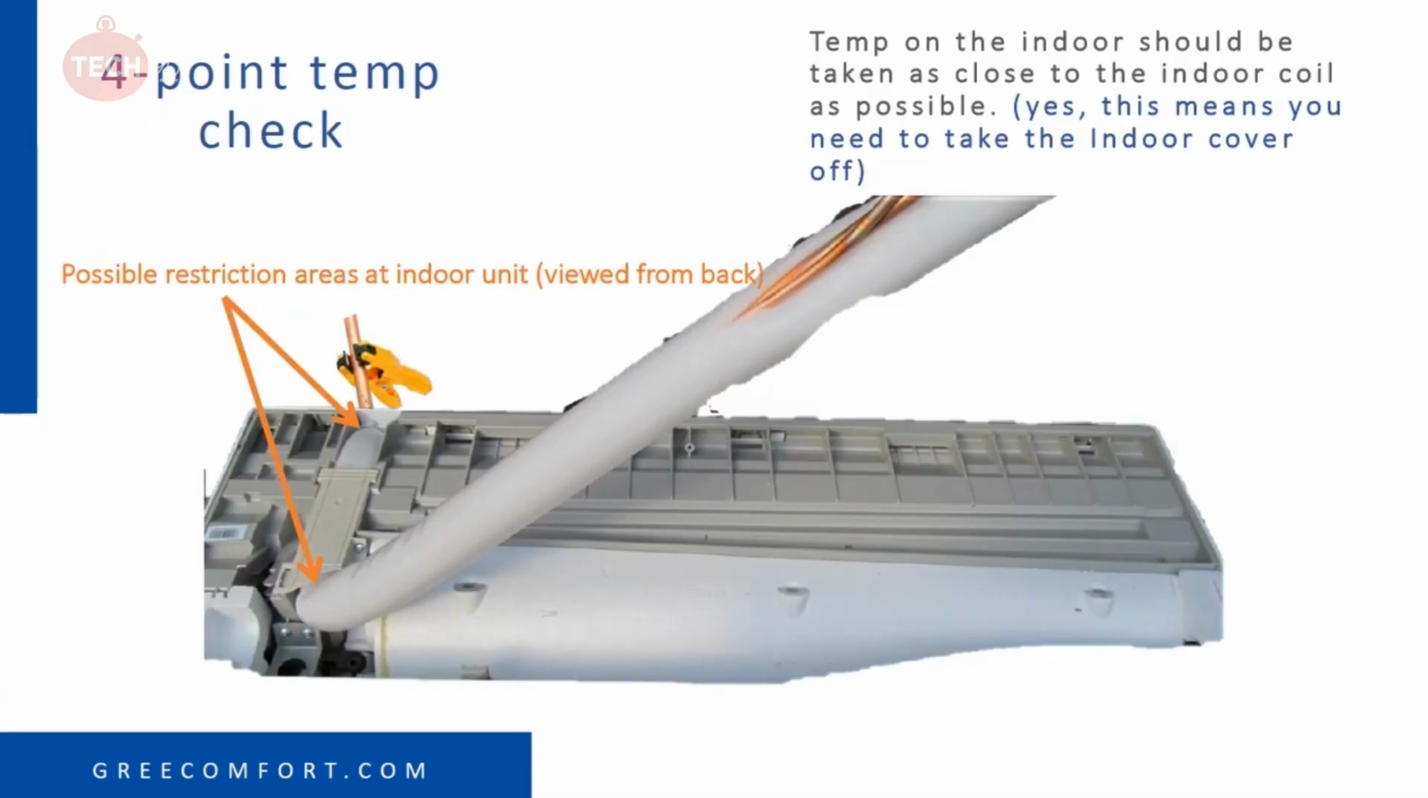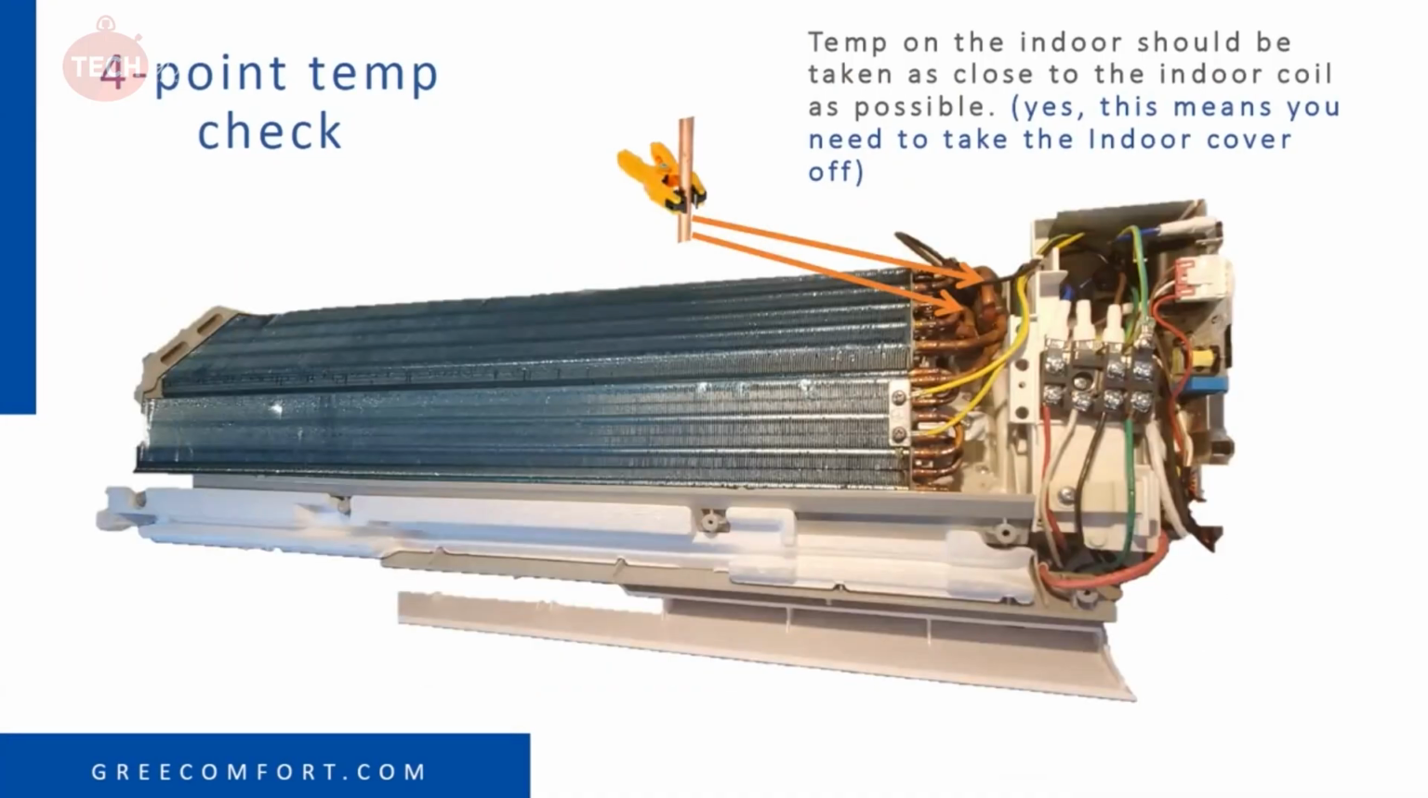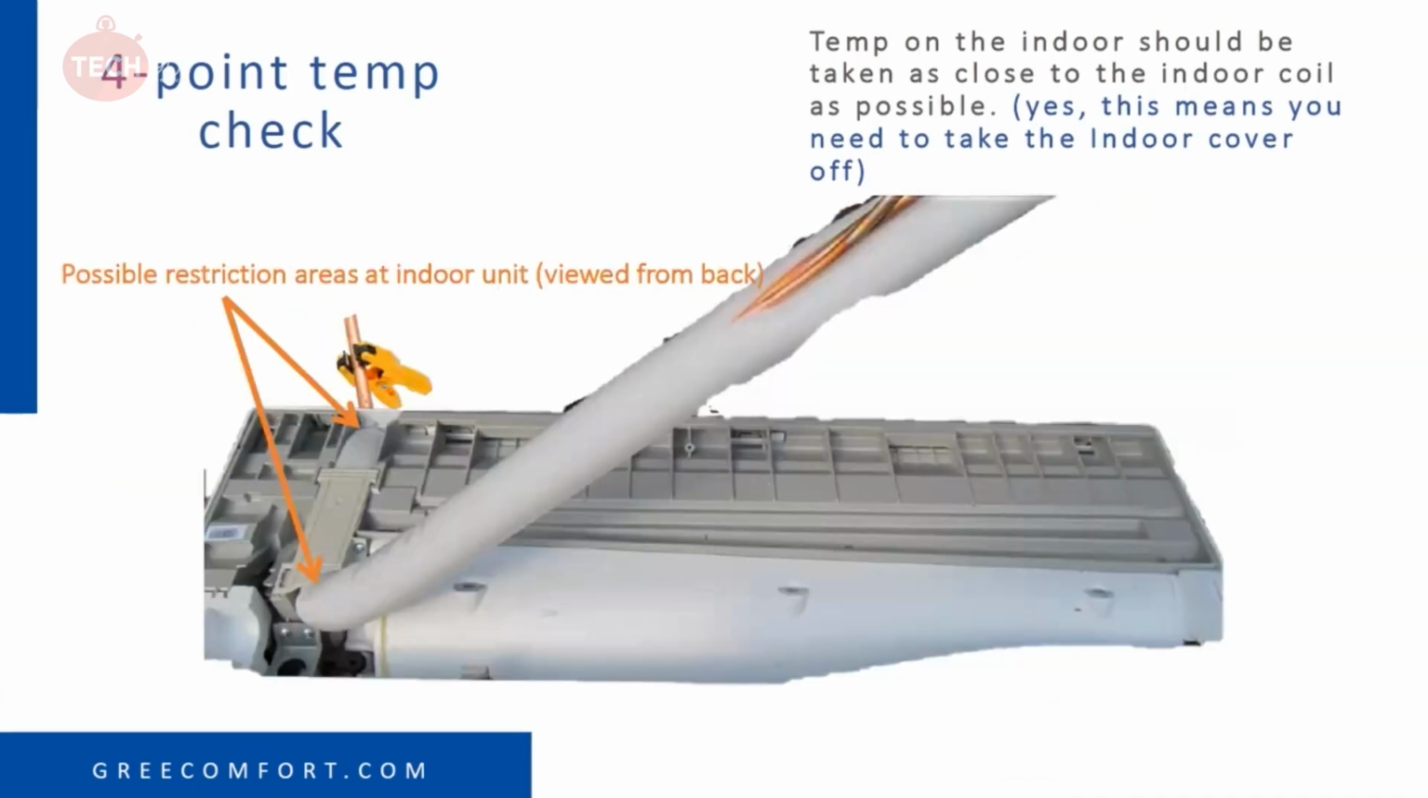GREE did recently add a corrugation on there to help prevent that from kinking when bending. You want to be careful in doing that, but they did put something in there to prevent that from happening. But that's the reason why we want to check from here and not on the outside of the wall, because we'd be missing that bend there.